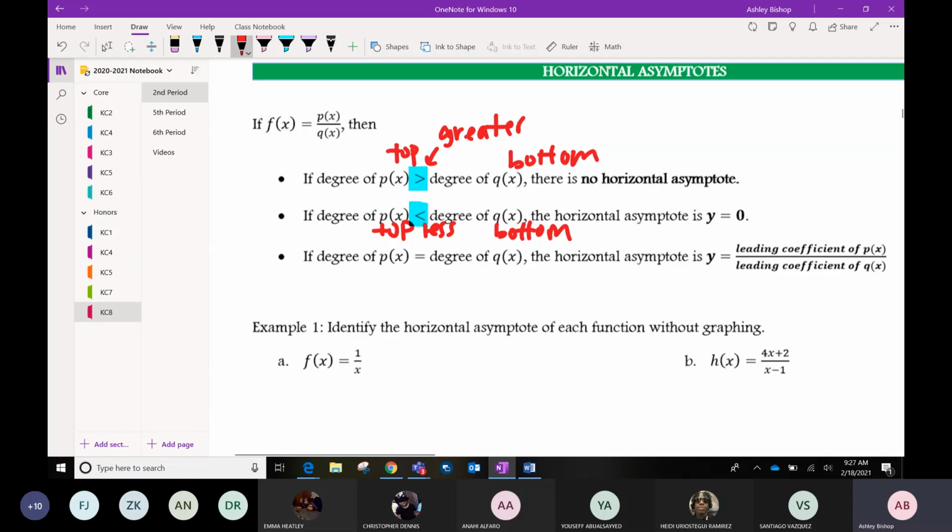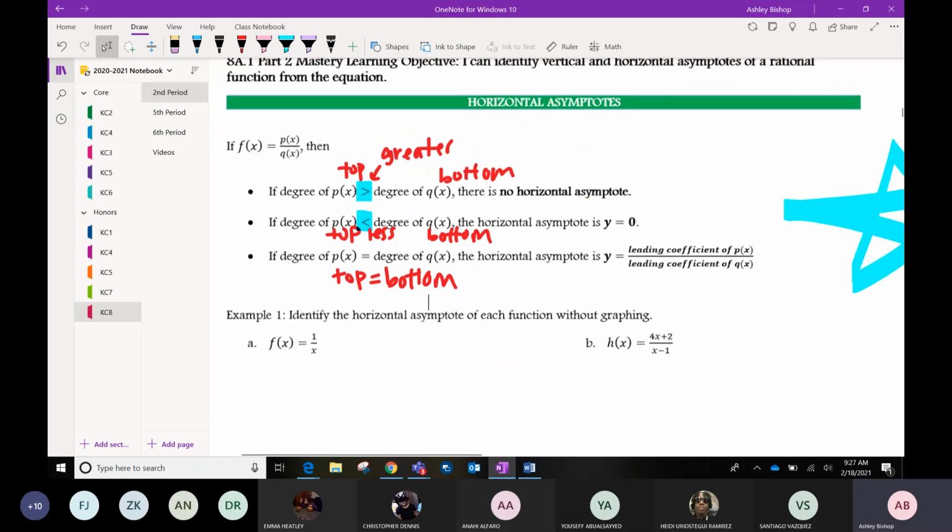And then if the top degree is equal to the bottom degree, so top is equal to bottom, that's the easiest one to remember, but it requires the most work. Then your horizontal asymptote is equal to y equals the leading coefficient of the top divided by the leading coefficient of the bottom. So this sounds like a lot more work than it really is. So let's go do an example of all of these.